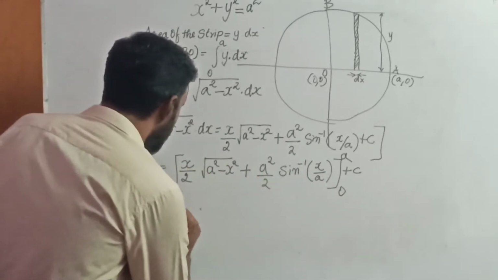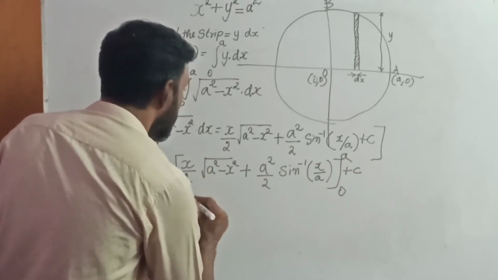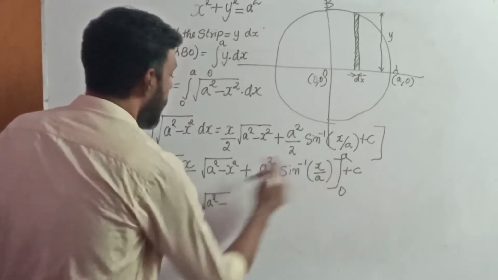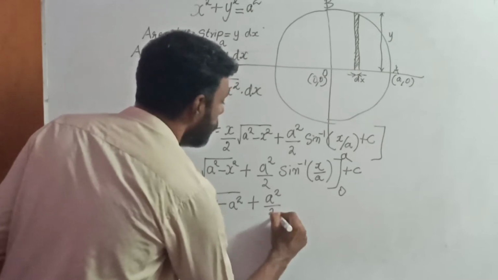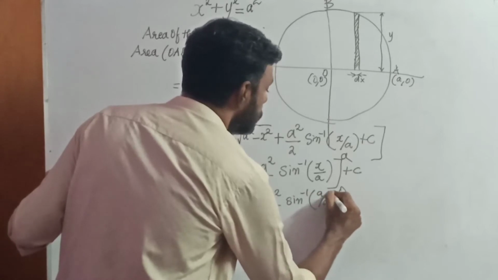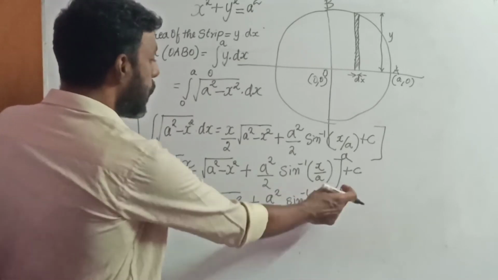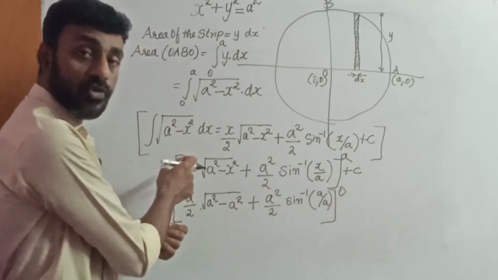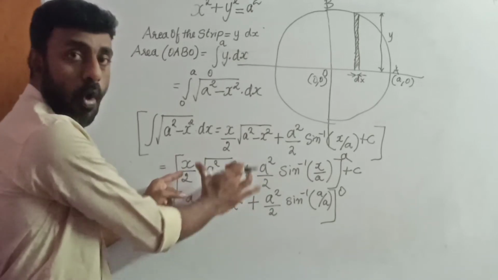So what will happen is, if I substitute a in place of x, it will be a by 2 root of a squared minus a squared plus a squared divided by 2 into sine inverse of a by a. This is one part of the expression. Now I am going to substitute 0 in place of x. So if I substitute 0 in place of x, the first term becomes 0, so this will become void.